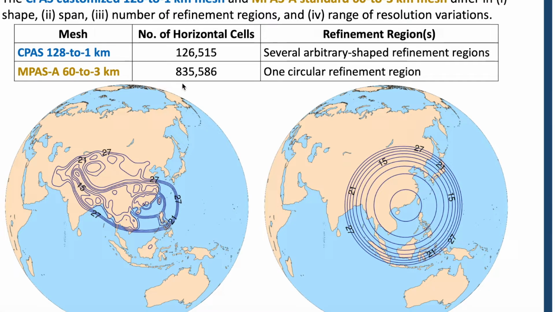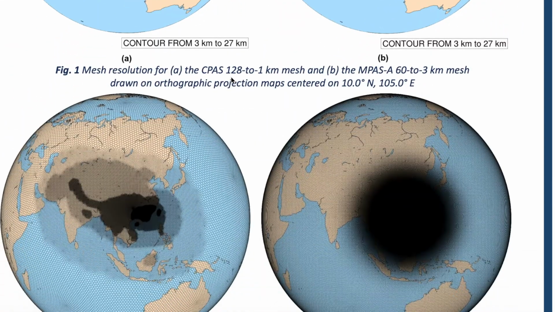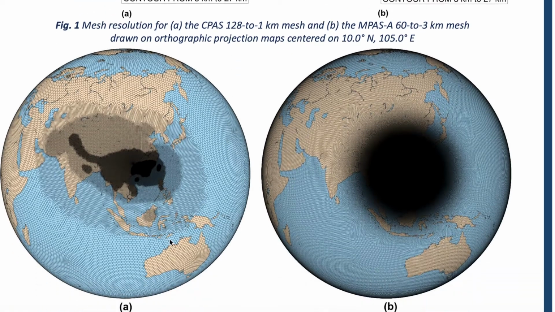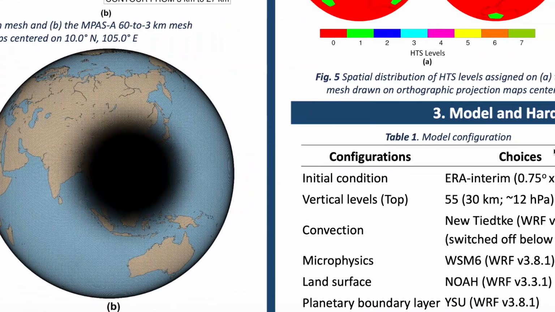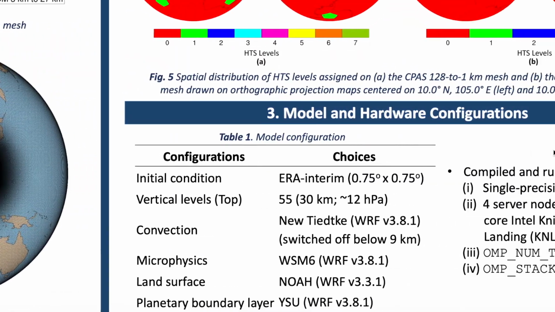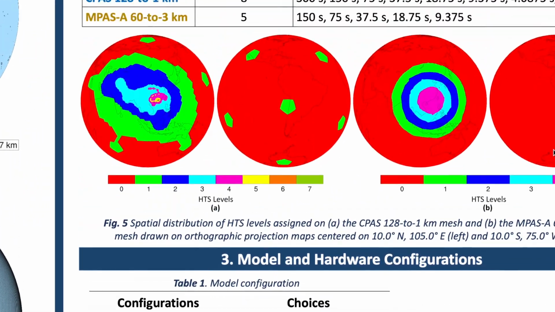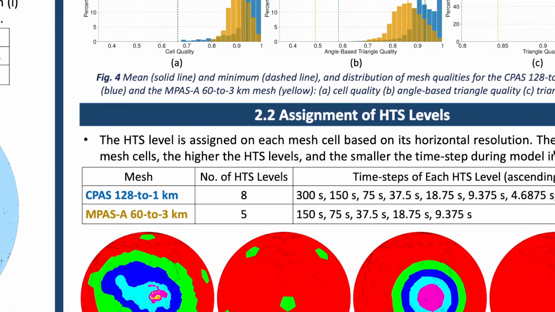Note that the customized mesh has 120-something thousand cells, while the standard mesh has 830-something thousand cells. Here is a glance of the meshes. We look into three aspects: the mesh quality, model execution time, and forecast skills.